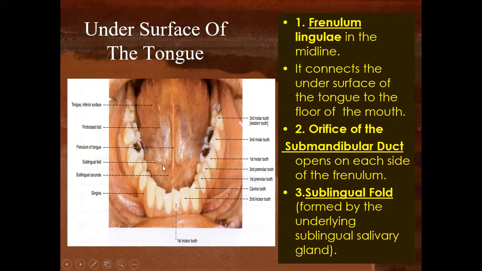Now the submandibular duct will open beside the frenulum, and the sublingual fold is formed by the underlying sublingual salivary gland. So there will be a fold here. This is called the sublingual fold on either side. It is called a sublingual fold because deep inside there is the sublingual gland.